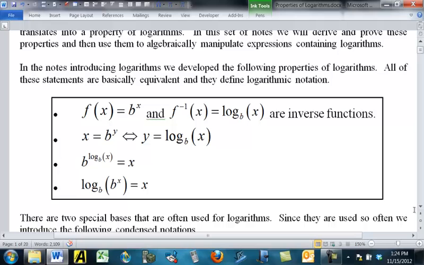Now, if you switch x and y on one of them, then you've got a pair of inverse relations, and that's what we have in the first line there: f of x equals b to the x, and f inverse of x is log base b of x. Those are inverse functions of each other. Of course, inverse functions undo each other.